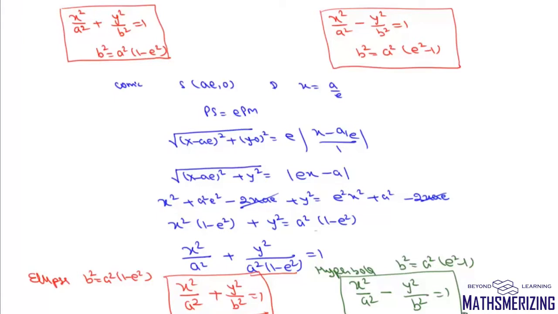So if we have an ellipse or hyperbola, then they'll have the same focus, which is (ae, 0), and the same directrix, which is x equals a upon e. And their standard equations are x square upon a square plus y square upon b square equals 1 in case of an ellipse, and x square upon a square minus y square upon b square equals 1 in case of a hyperbola. So ellipse and hyperbola are basically connected to each other, and generally in ellipse, if we replace b square with minus b square, we get the results for hyperbola.